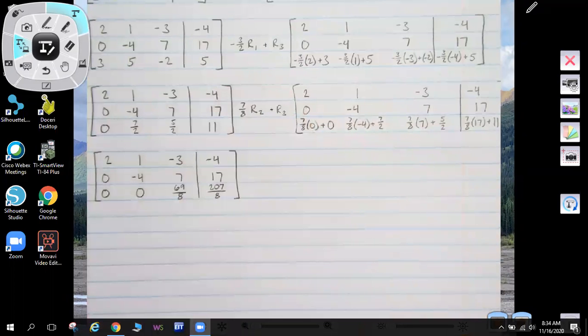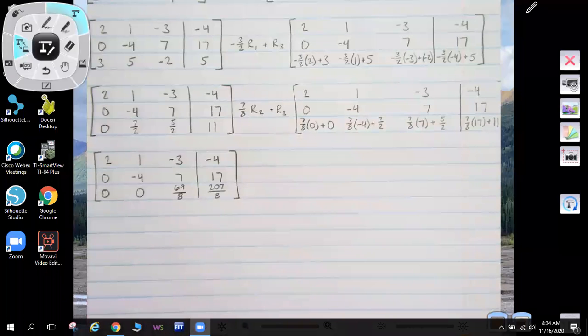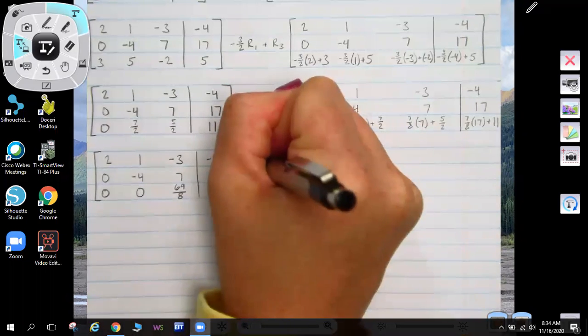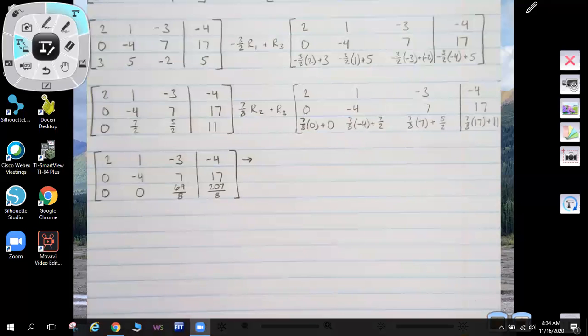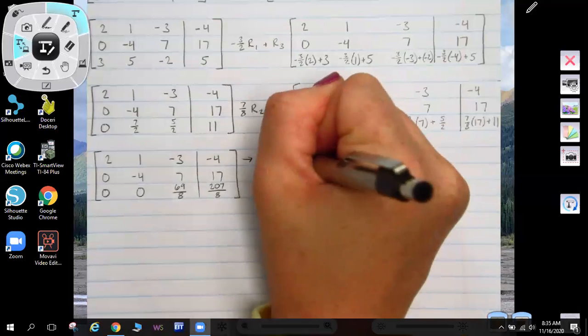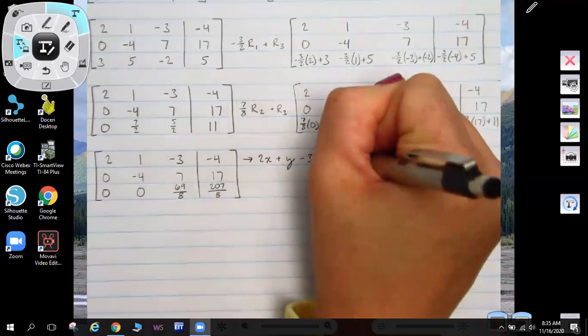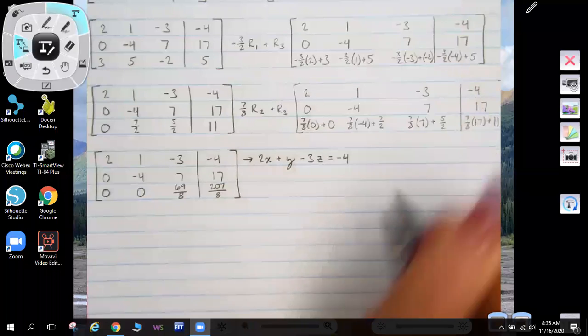Okay, now we have zeros in the 3 spots that we needed to have zeros. Once you get to that point, you change each of these rows back into equations. So our first row didn't change. We still have 2x plus y minus 3z equals -4.